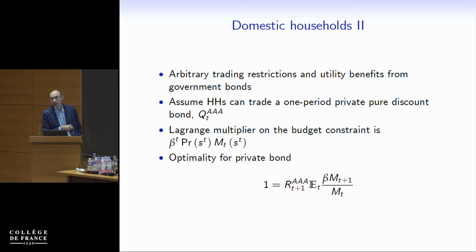M will be the Lagrange multiplier on the budget constraint for the household. So for this private bond, which consumers can reshuffle, the interest rate on that bond will give the expected growth rate in the Lagrange multiplier M for the consumer.